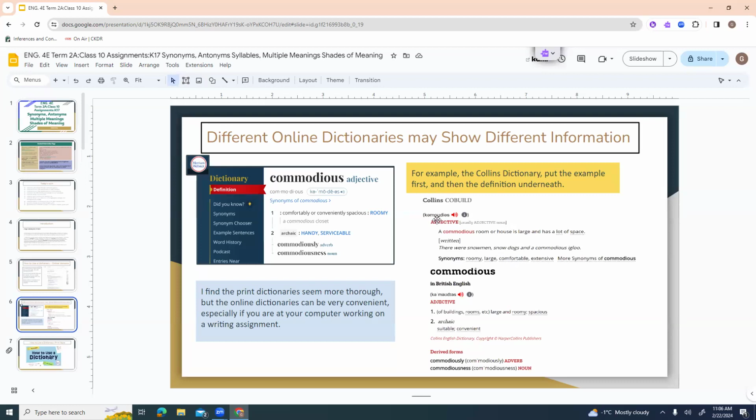So same thing. It shows you how to pronounce it. They do their pronunciation guide a little bit different. I'm more used to the way Webster does theirs, where they break it into syllables, but they do also have the little sound button where you could hit that and hear how it sounds. They give you an example. A commodious room or house is large and has a lot of space. Or there were snowmen, snow dogs, and a commodious igloo. So a roomy igloo.